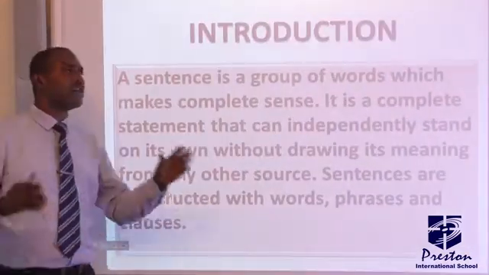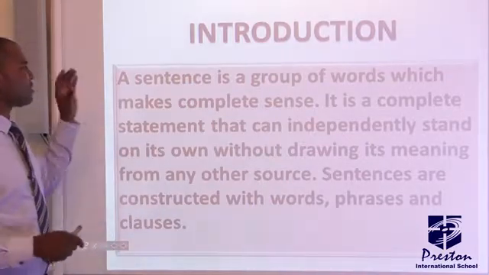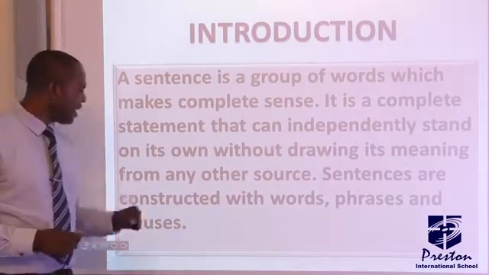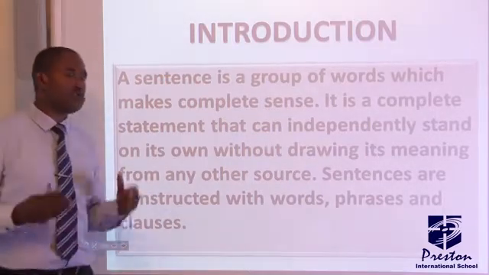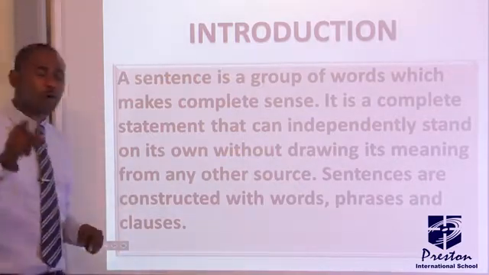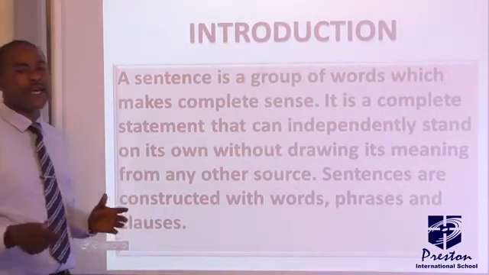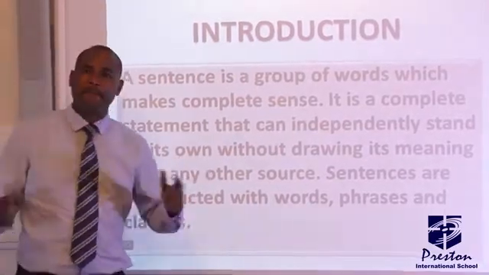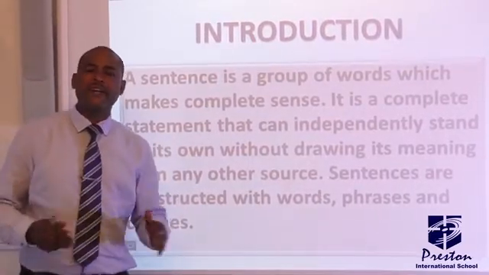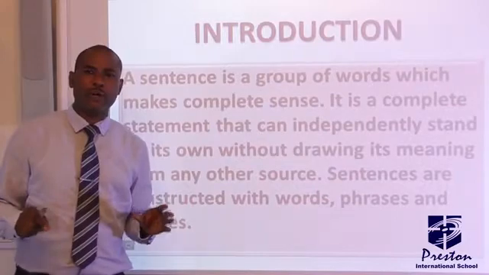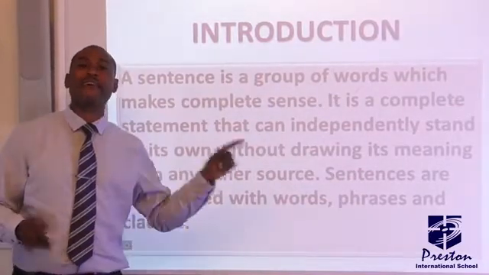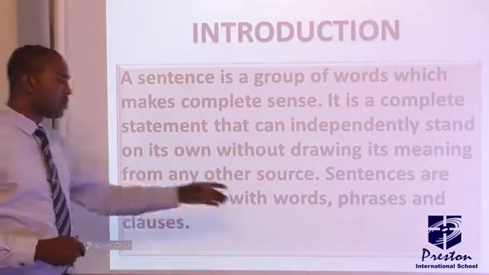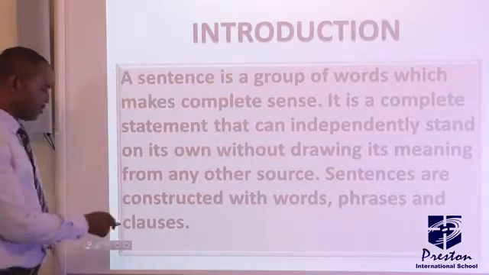Introduction. A sentence is a group of words which makes complete sense. It is a complete statement that can independently stand on its own without drawing its meaning from any other source. What we are trying to say here is that a sentence has all the key elements, and these are subject, verb, object or complement, and adjunct. Once you have all this in place, then you have a complete sentence. Sentences are constructed with words, phrases, and clauses.